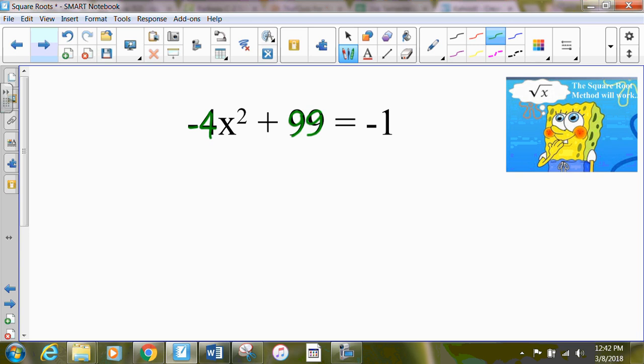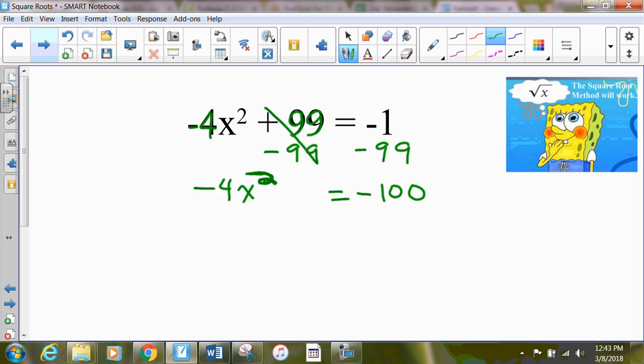So the opposite of that would be to subtract 99. So we'll bring down the negative 4x squared. This is gone. We'll bring down the equal. Negative 1 minus 99. If you're not sure of that, you can pick up your calculator and check. And one last thing. Ooh, that square kind of looks funny. Let's see, one last thing.